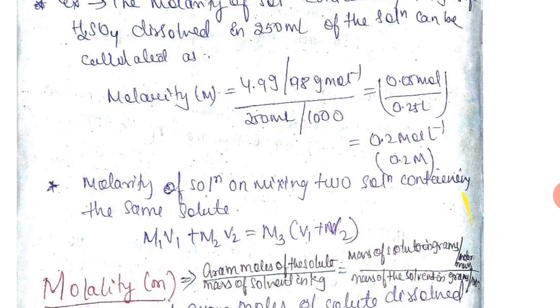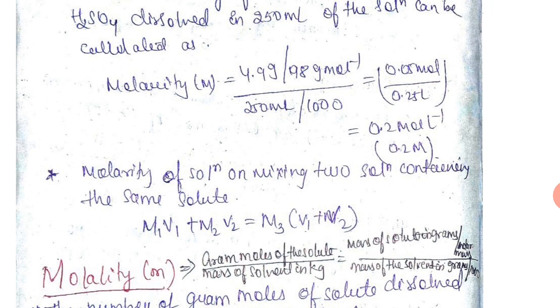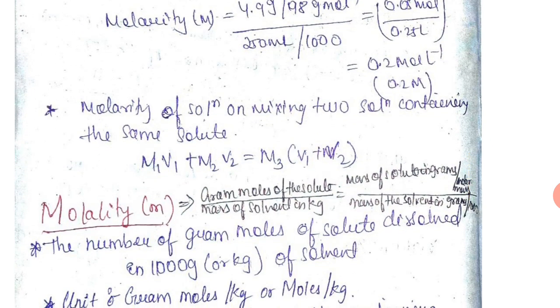Now the molarity of the solution on mixing two solutions containing the same solute. If the same solute is mixed in the solution, it has a different formula: M1 V1 plus M2 V2 gives M3 times V1 plus V2. What is M here? M1 is the molarity of the first volume, M2 the molarity of the second volume, and the molarity of the whole is M3.